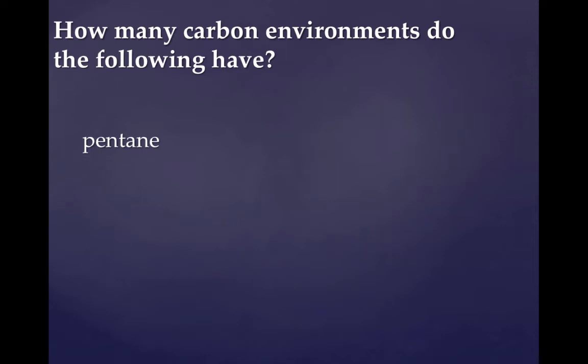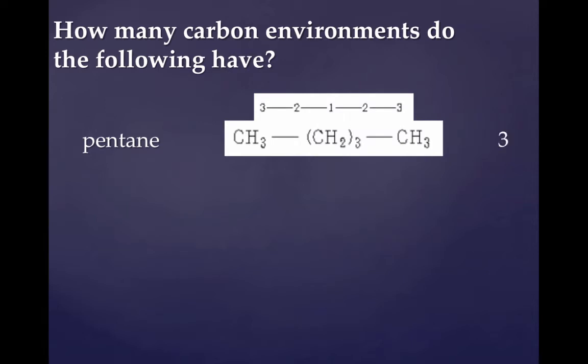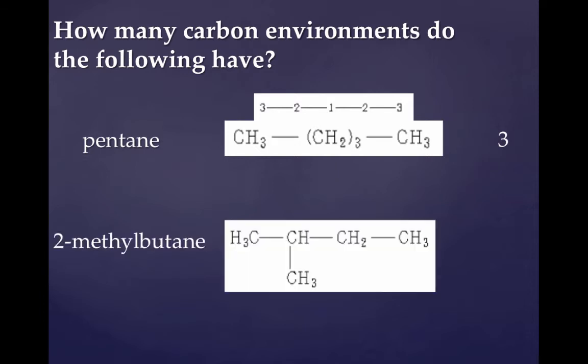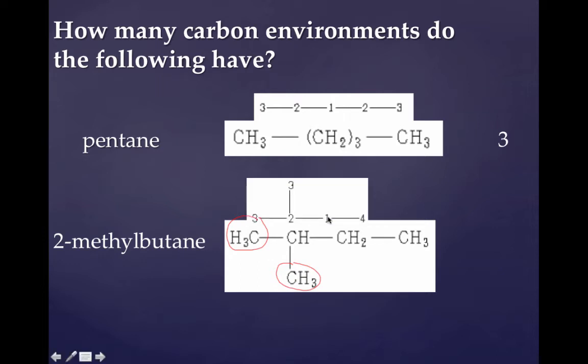Let's look at pentane. You will notice that pentane is a symmetrical molecule, so therefore has three carbon environments. A structural isomer of pentane is 2-methylbutane. Remember that structural isomers are molecules that have the same molecular formula but a different arrangement. Due to the arrangement of the carbon atoms in 2-methylbutane, you have two carbons that are in the same environment, which will be this one and this one, whilst the others will be in different environments. Therefore, you will have a total of 4 carbon environments.